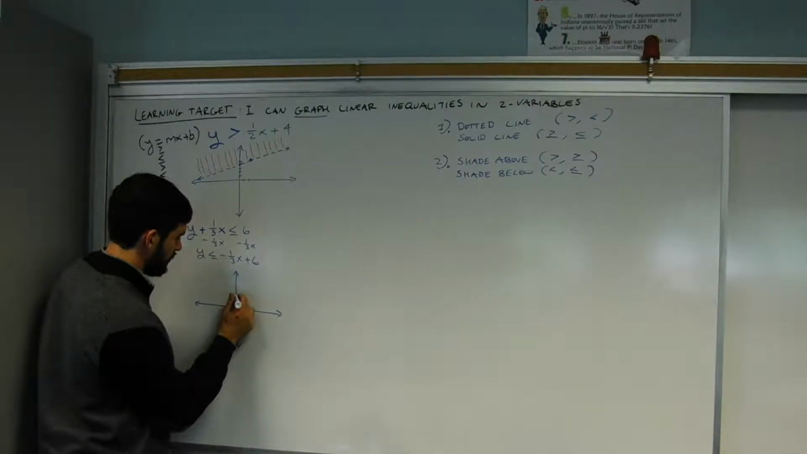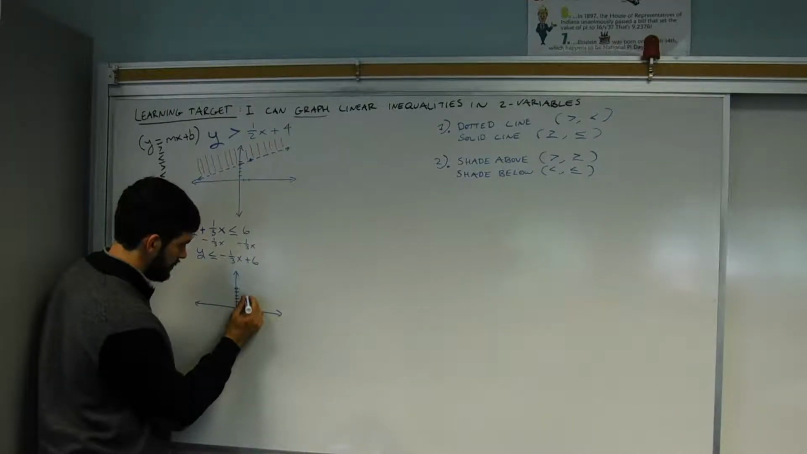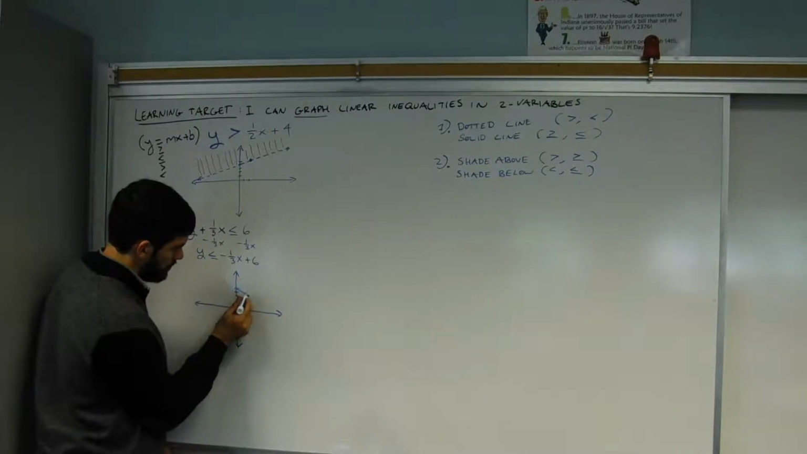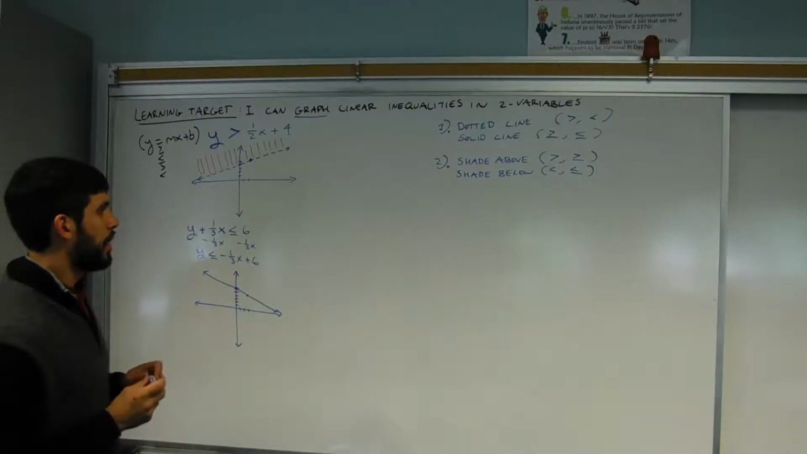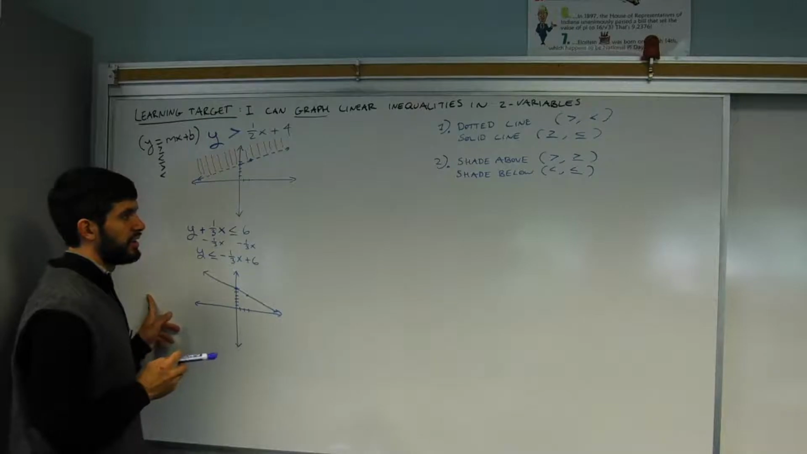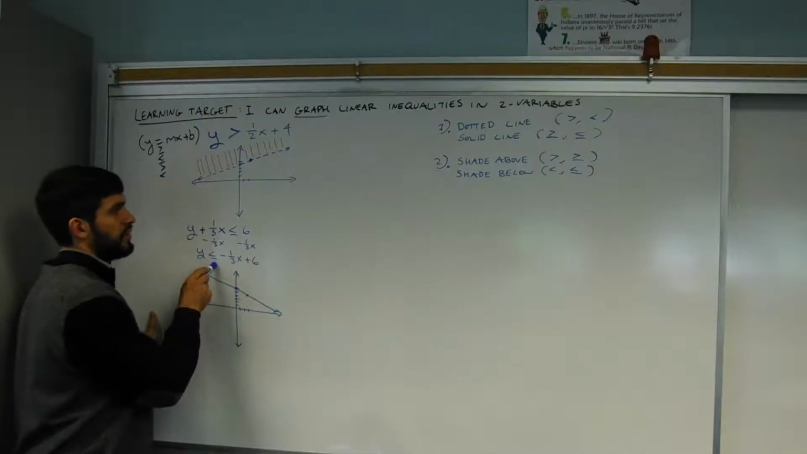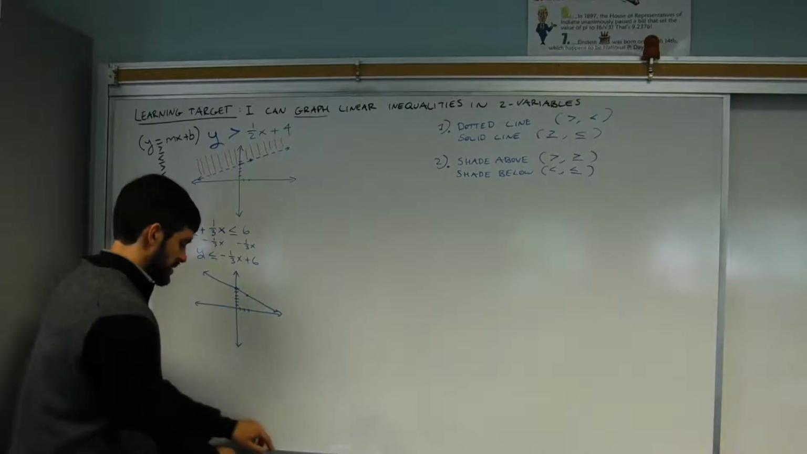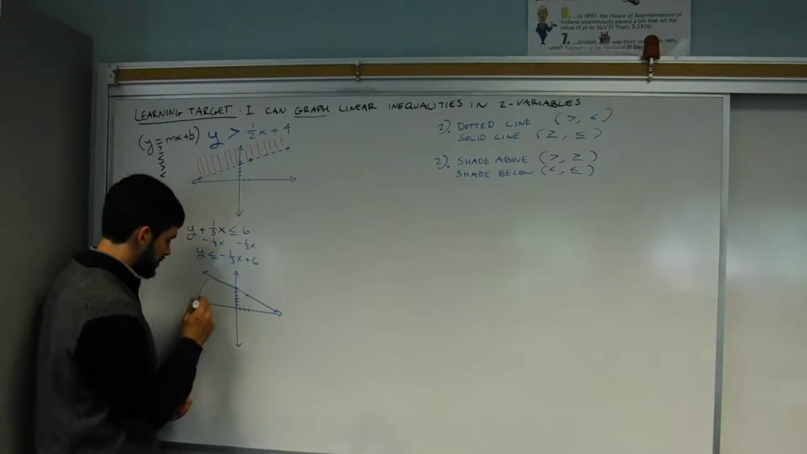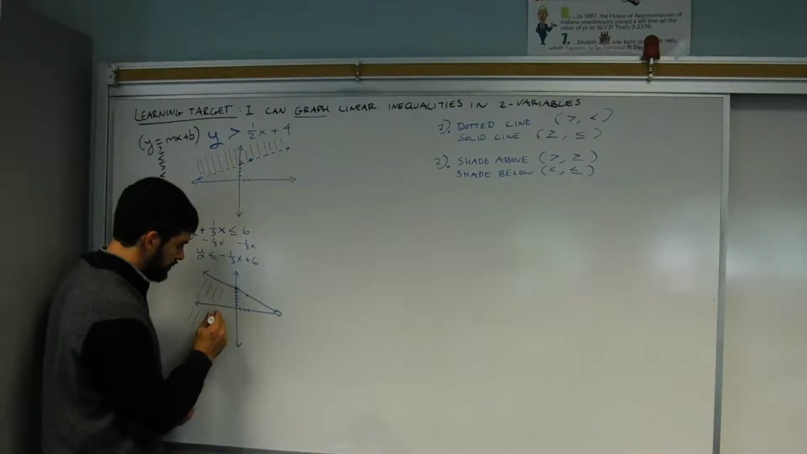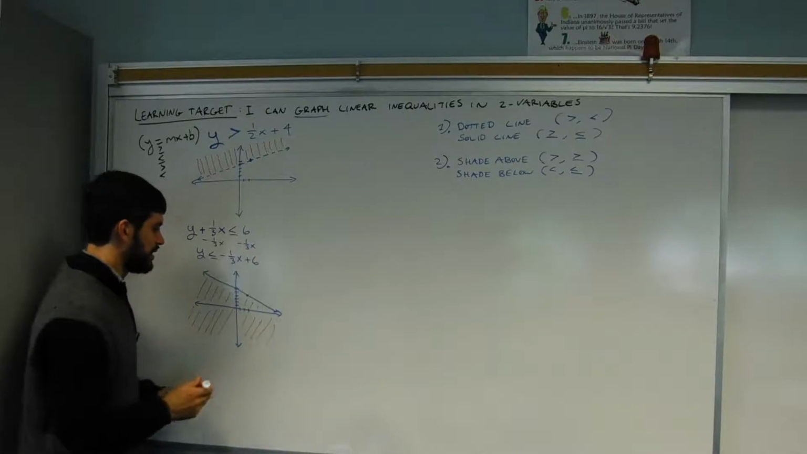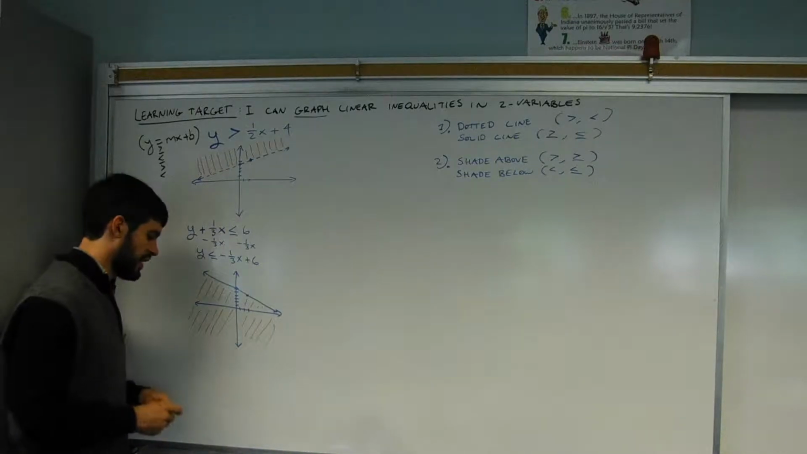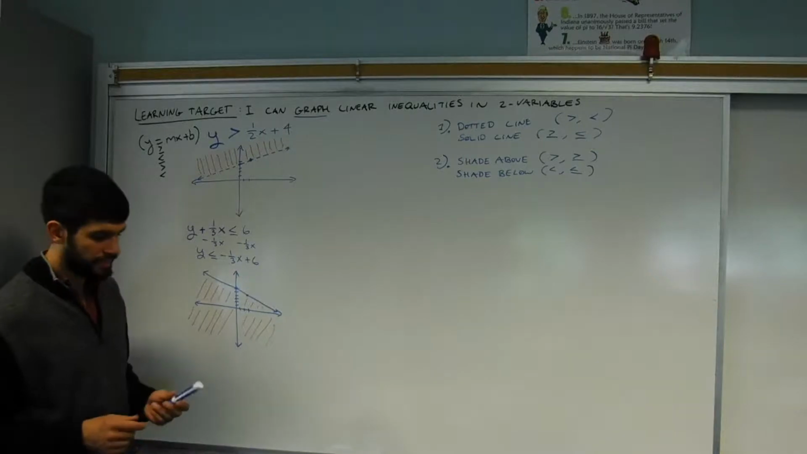Up 1, 2, 3, 4, 5, 6. Our slope is going to be negative 1/3. So our line is going to look like that. Dotted or solid line? It's less than or equal to, so we're going to have a solid line. And since it's less than, that means that we're going to shade below our graph. And that would be the answer to graphing this inequality.